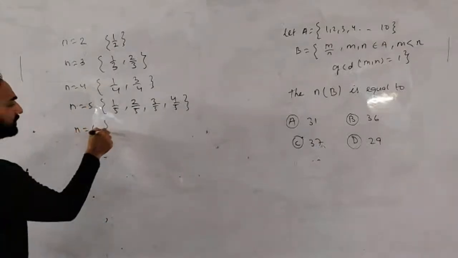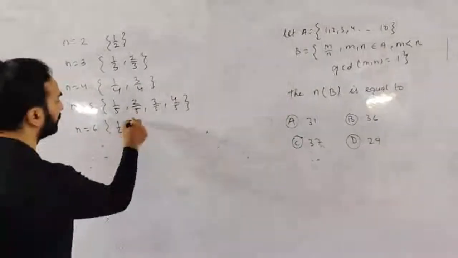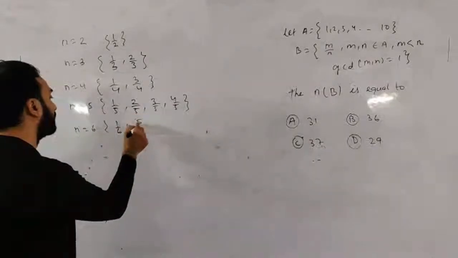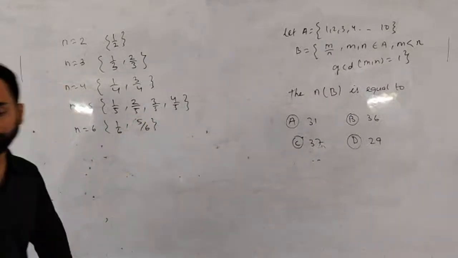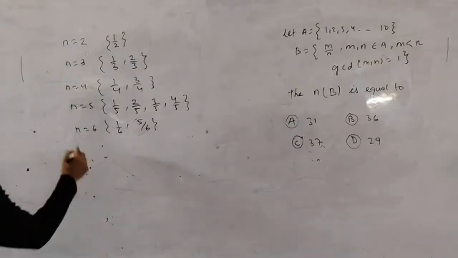Similarly, continue. n equal to 6. I can write 1 upon 6. 2 upon 6 is not possible. 3 upon 6 is not possible. 4 upon 6 is also not possible. And 5 upon 6 is possible. So from here I am getting 1 upon 6 and 5 upon 6.